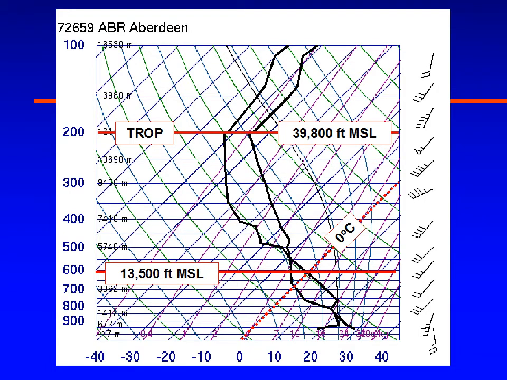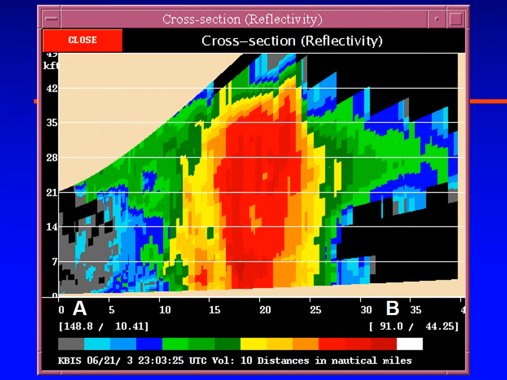Here's the sounding for that particular day. You can see the freezing level was at about 13,500 feet, and the tropopause was up at close to 40,000 feet. And here's the cross section. You can see the storms are going well above 42,000 feet. We said that the tropopause was about 40,000, so this is a vicious storm. It's going up well above the tropopause.